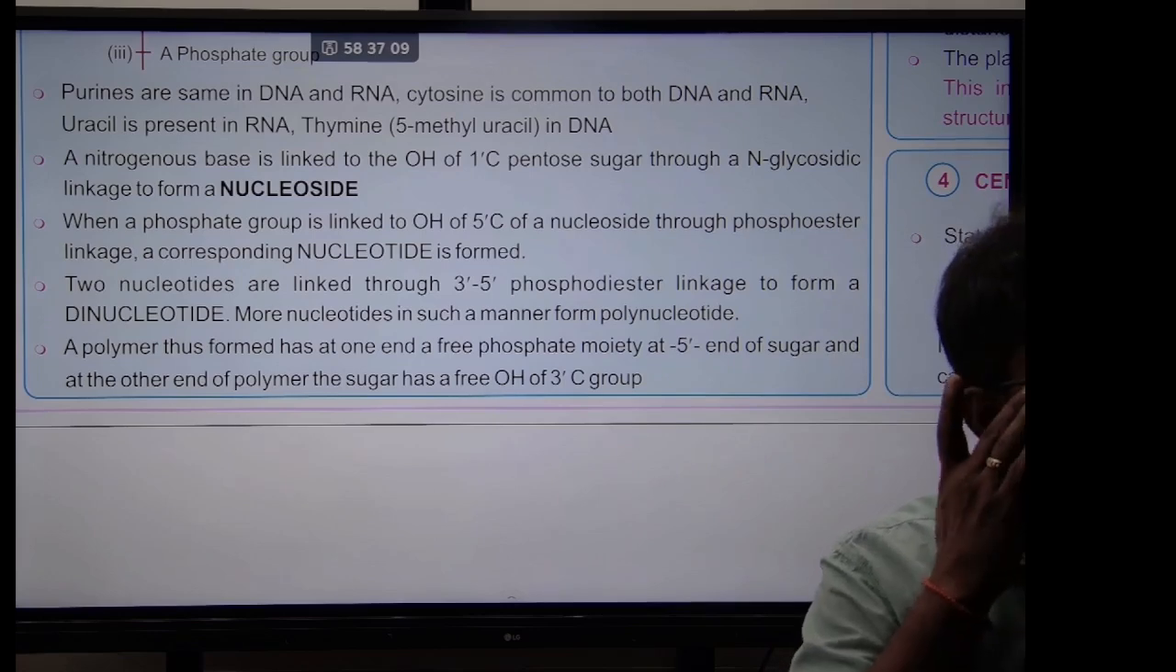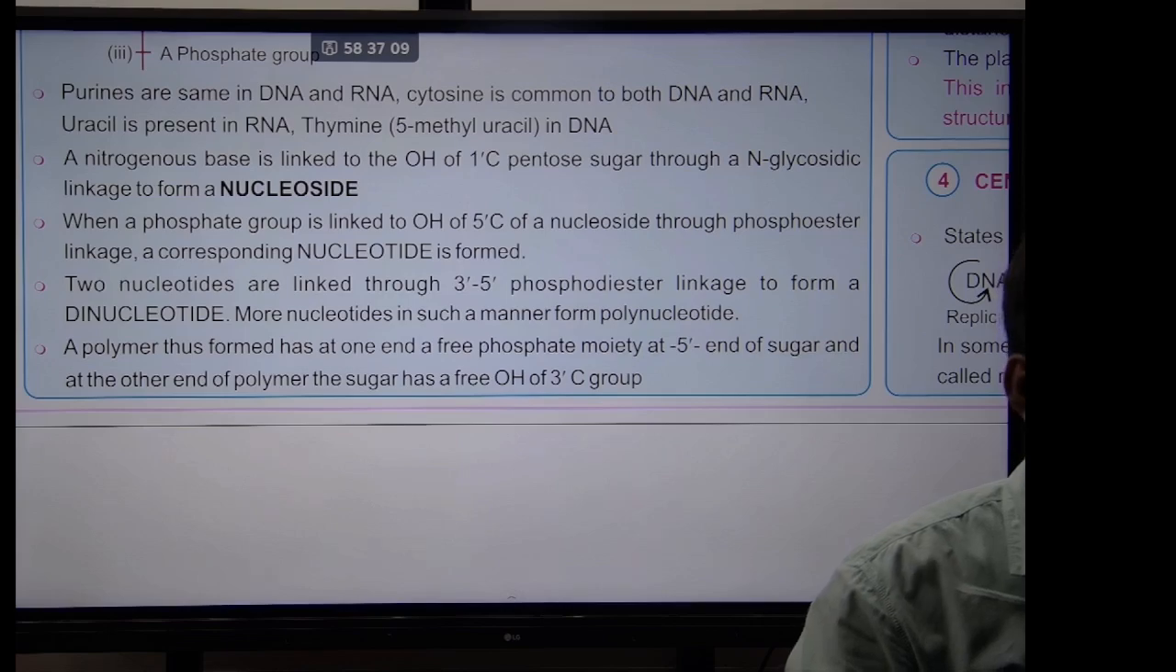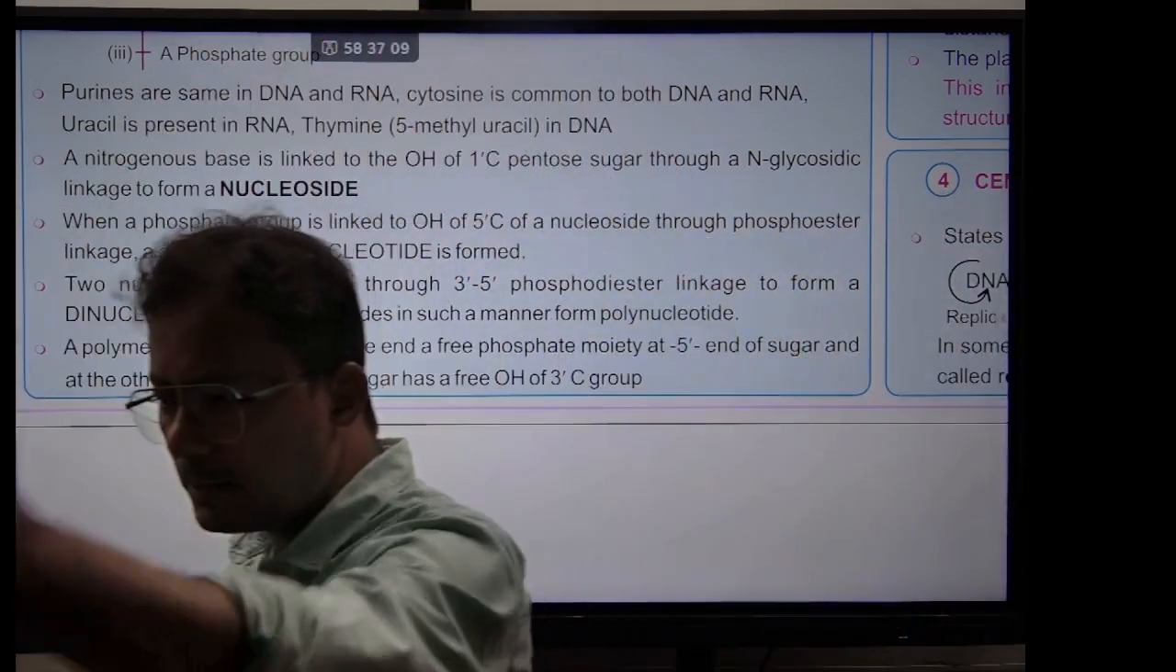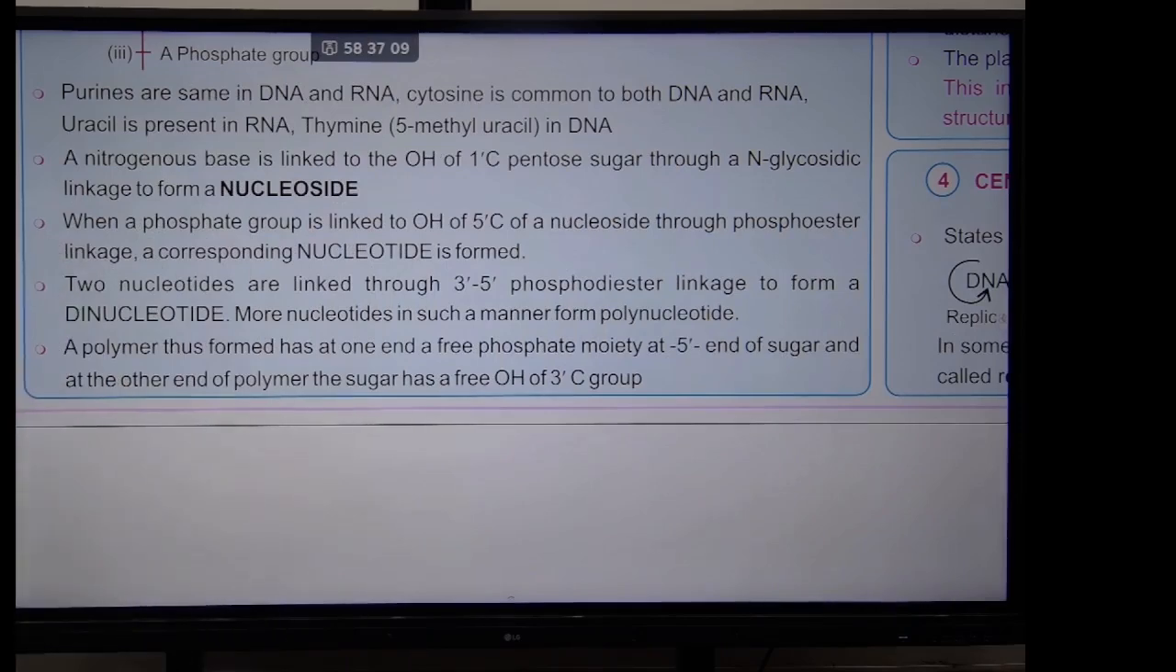What is the bond? It's called phosphodiester bond. Now, let's say one polynucleotide chain is made up of nucleotides linked together by phosphodiester bonds. Now, in DNA there are two chains, correct? What is the chemical bond that joins these two chains? They are called hydrogen bonds.